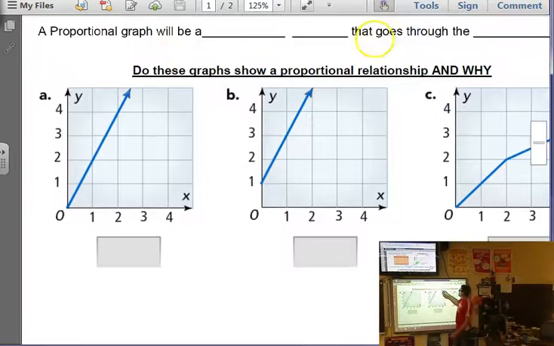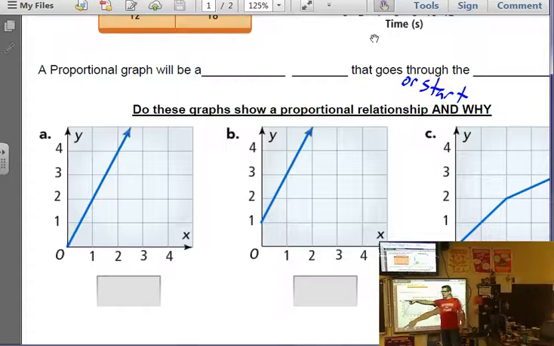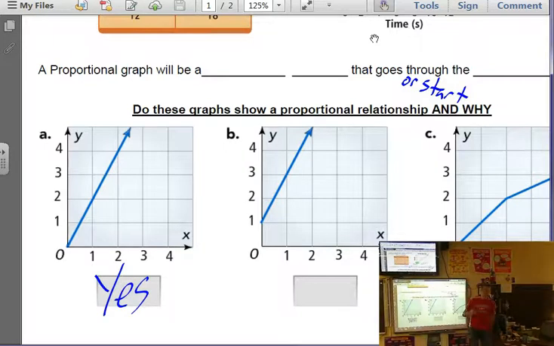So up here, by the way, where we said through, this is through or start, because actually all lines really can continue forever. It's just what section we look at. So for this graph, and that might be what threw you off. It doesn't go through the origin, but it starts at the origin. So yes, it is proportional because the origin point is part of the line.